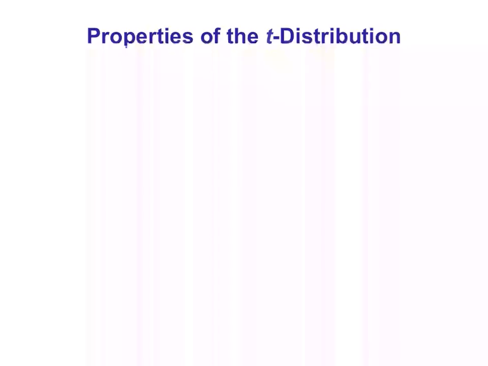So here are some properties of the T distribution. The first property is that the T distribution is different for different degrees of freedom. So we're going to talk a little bit more about degrees of freedom in a minute, but it is different depending on the number of degrees of freedom that you have. The T distribution is going to be centered at 0 and it's symmetric. Okay, so that's just like your normal distribution.